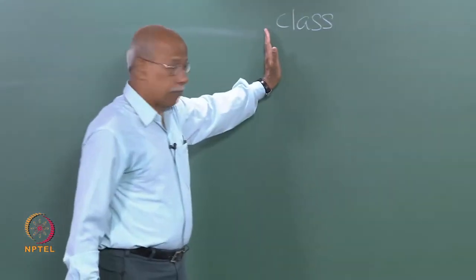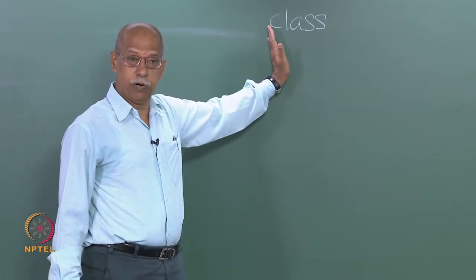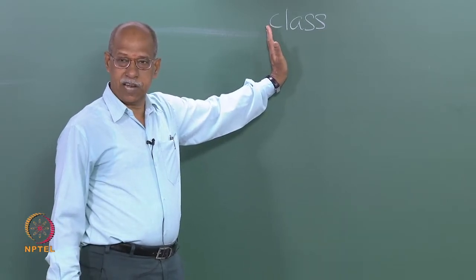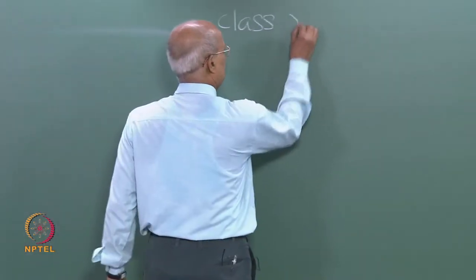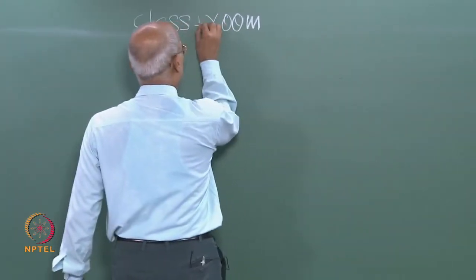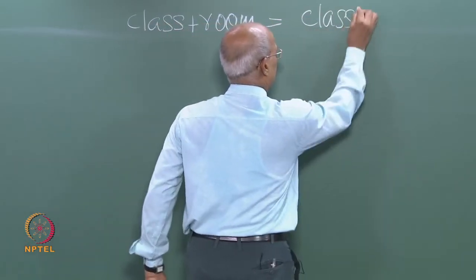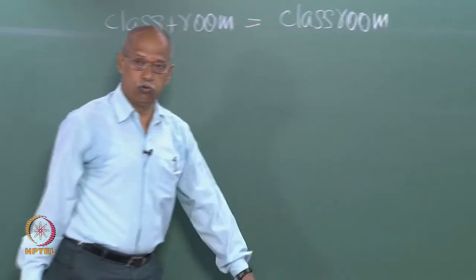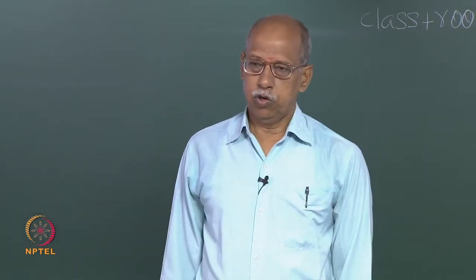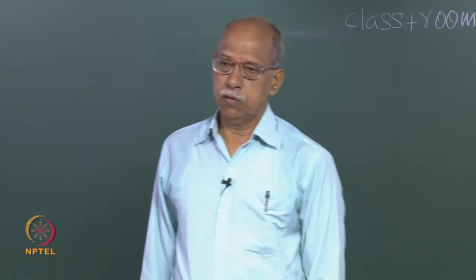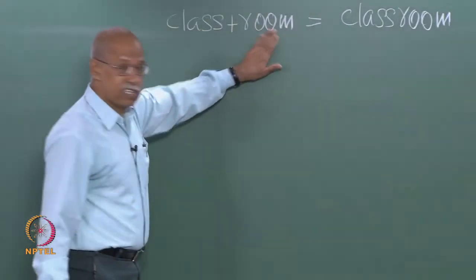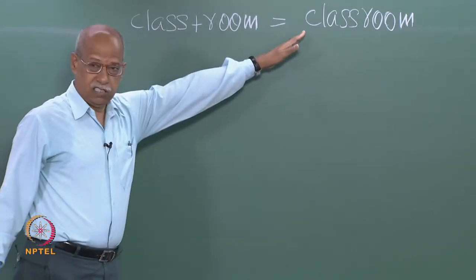Class is a place where teaching occurs. A class is a group of students. Class is a group of people with a particular level of economic standard. But when you add room to it, it has now only one meaning. It is classroom, it is a hall, it is a chamber, it is a place where the students and teachers meet and try to do some learning. What we have done here is, we have taken two existing words and made a third word out of it.